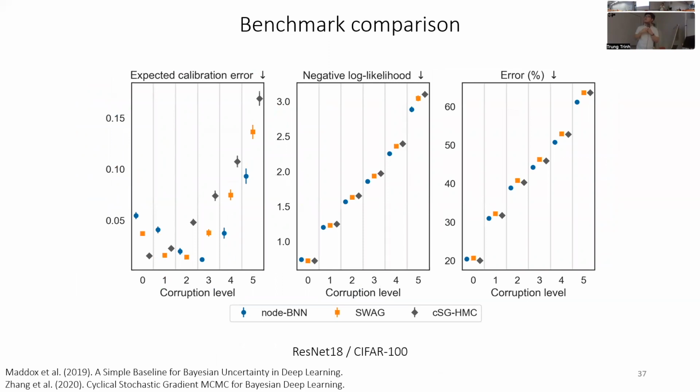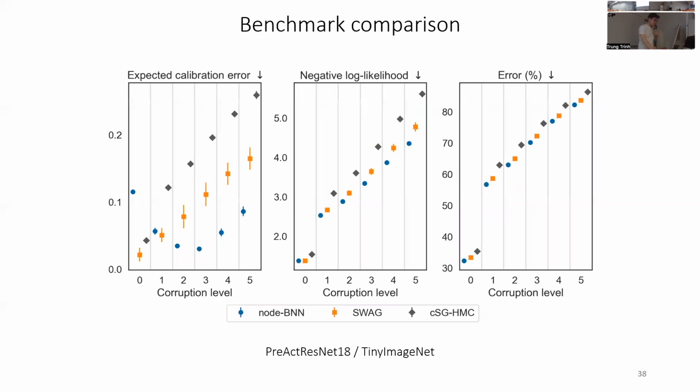And finally, we present some benchmark results. Here we compare against two weight-based BNN baselines. The first one is SWAG, and the second one is cyclical stochastic gradient Hamiltonian Monte Carlo. Here we can see that under the ResNet-18 and CIFAR-100 setting, the proposed BNN in blue performs better than the baseline BNNs under corruption across different metrics, and it's only worse than the baseline on expected calibration error on in-distribution data and on low-level corruption. And a similar result is observed for the pre-trained ResNet-18 and the Tiny ImageNet setting, where the proposed BNN also produces the best result under corruption.